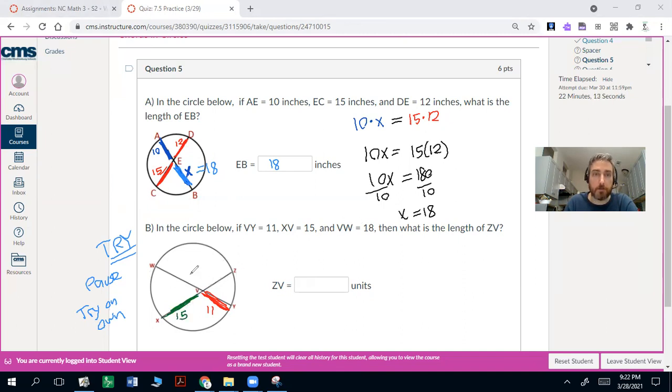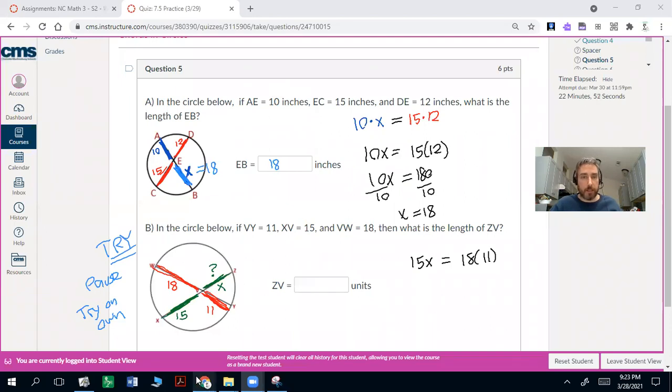VW, that's the red one again. I use the same color for each, as long as the segments are on the same chord. So VW is going to be 18. And I want to know, what is the length of ZV? So again, I need to know this one here. We'll call that x. See if you can set up your equation. It should be 15x equals 18 times 11.